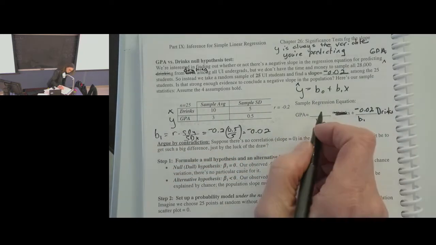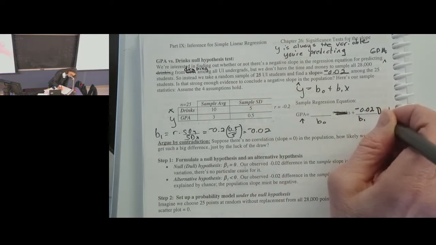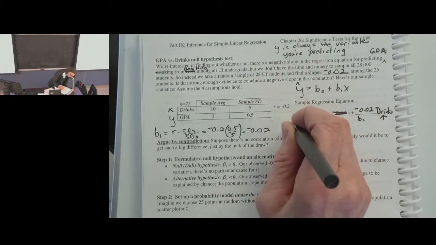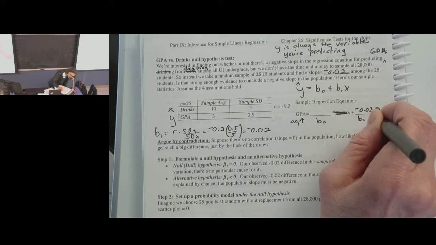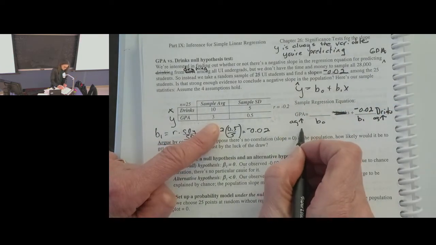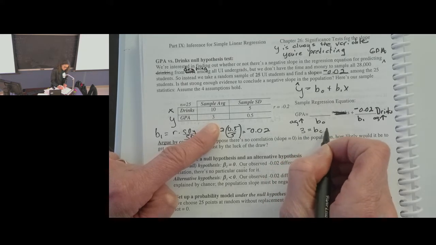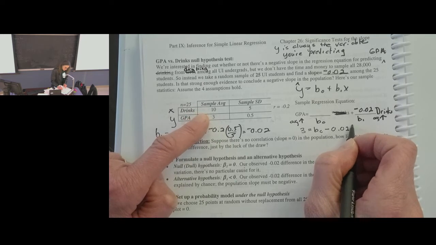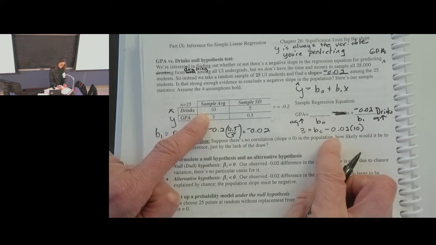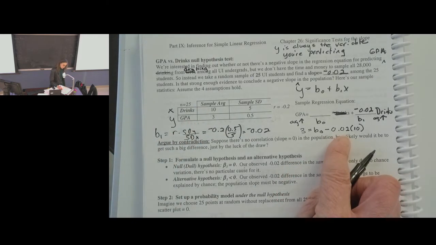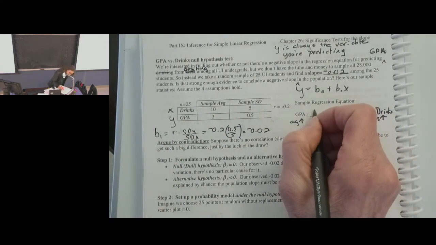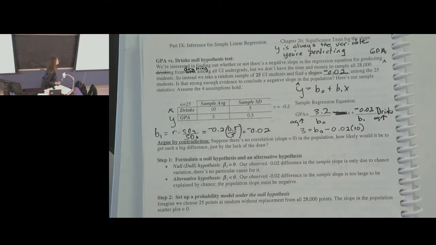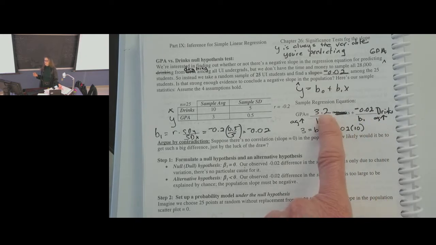How do you get the intercept? You just put in the point of averages for both of those. So for GPA, we're going to put 3 in, and then we'll just solve for that, minus 0.02 times 10 for drinks. That's 0.2, add it, so it's 3.2. So that's our equation, and we're not really that interested in that, we're focused on the slope.